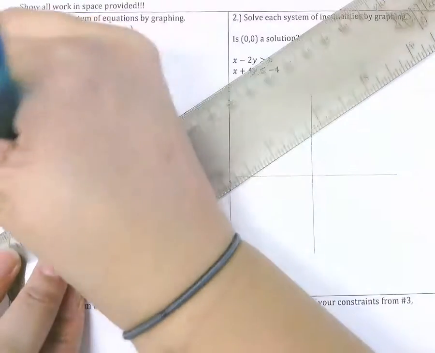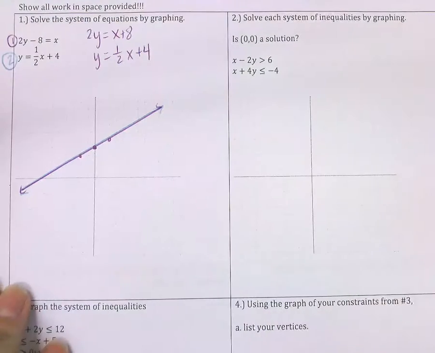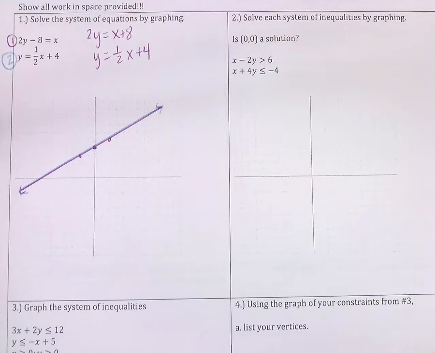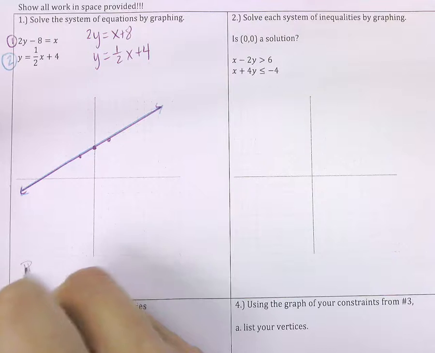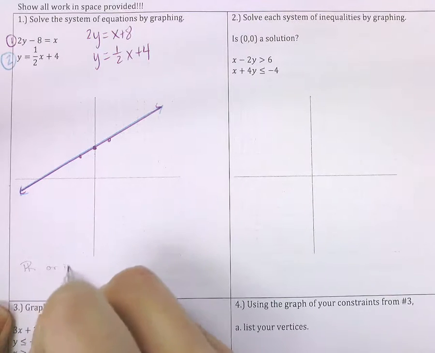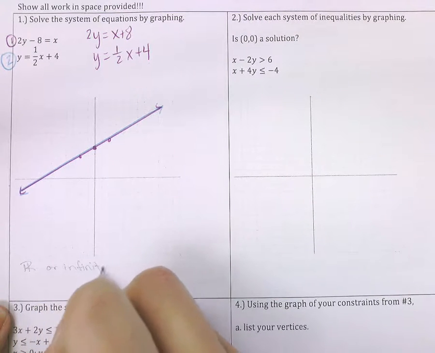Okay, but just to kind of show you, if you get one line and another line and they're the same line, how many times are they touching? All the time. So you have infinitely many solutions or all real numbers. Somewhere you need to write what your answer is.